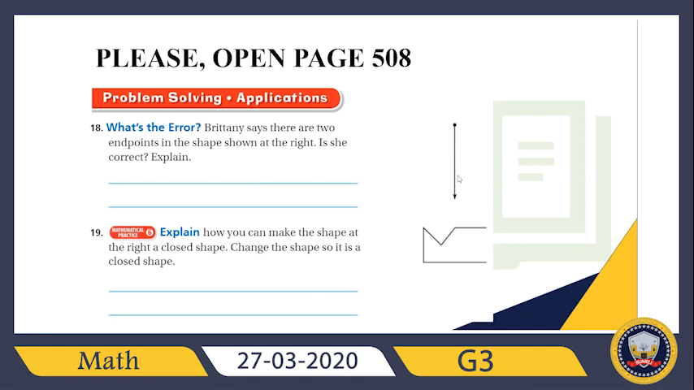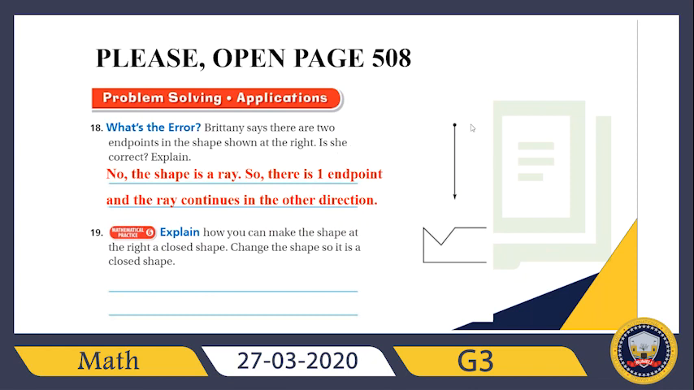What about the other side? So it continues until forever. It continues, but it stops. One side is stopped by an endpoint. The other side continues. So what is it called? Is this a line segment? No, what is it? It's a ray, right? So this shape is an example of a ray because it has only one endpoint and the ray continues in the other direction. So if there is only one endpoint, and the other direction continues until forever, I know this shape is an example of a ray.